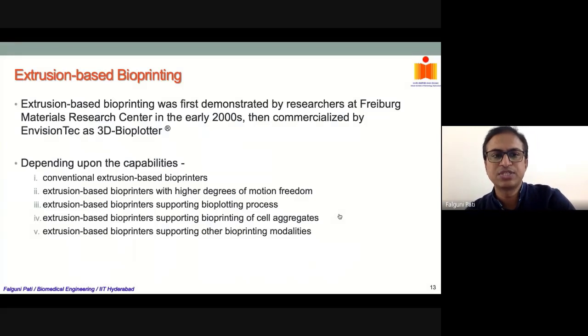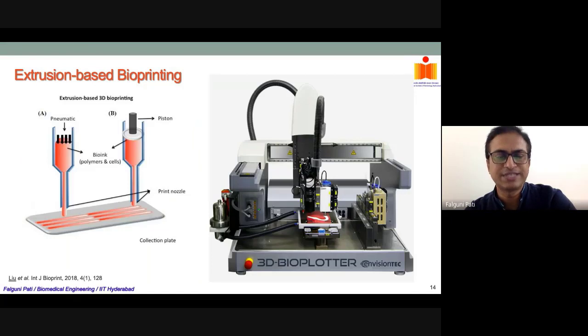The next printing technology is extrusion-based bioprinting. This was developed in 2000 by the company Envision Tech. The mechanism is very simple. We have a syringe, very similar to an injection syringe, where we load the material, like this hydrogel. The cell-encapsulated hydrogel is loaded here, and then we can push it by pneumatic or piston-driven pressure to extrude the material, which is deposited on a collection plate, and so in a layer by layer manner we can do that.